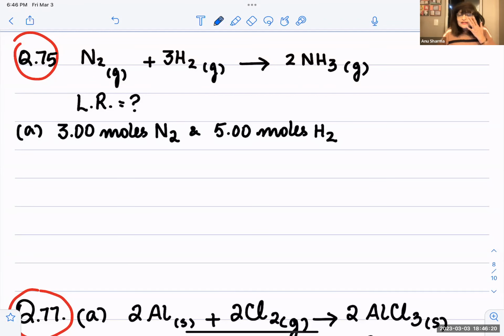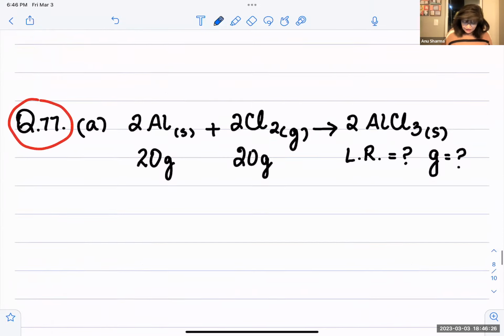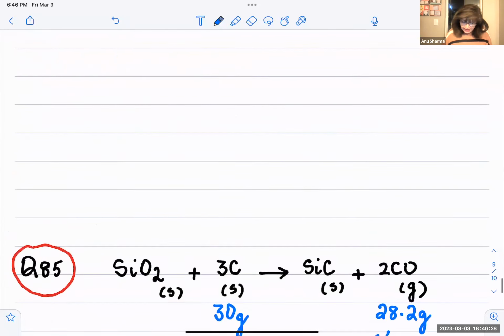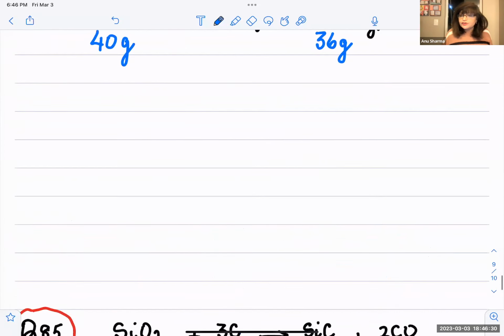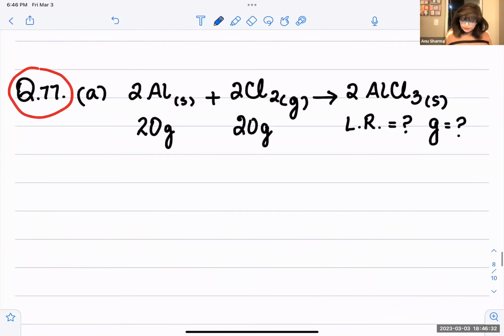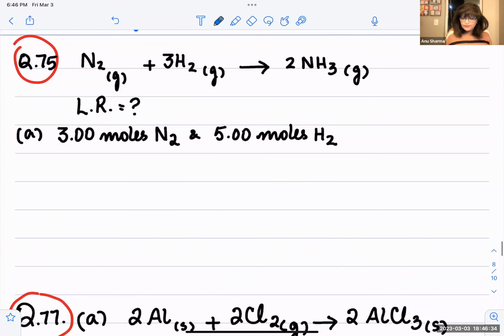Okay, so now let's look at these questions, question number 75, 77, and then 81 and 85. So these relate to the limiting reactant and percentage yield. So I'm going to cover all four of them in this video.